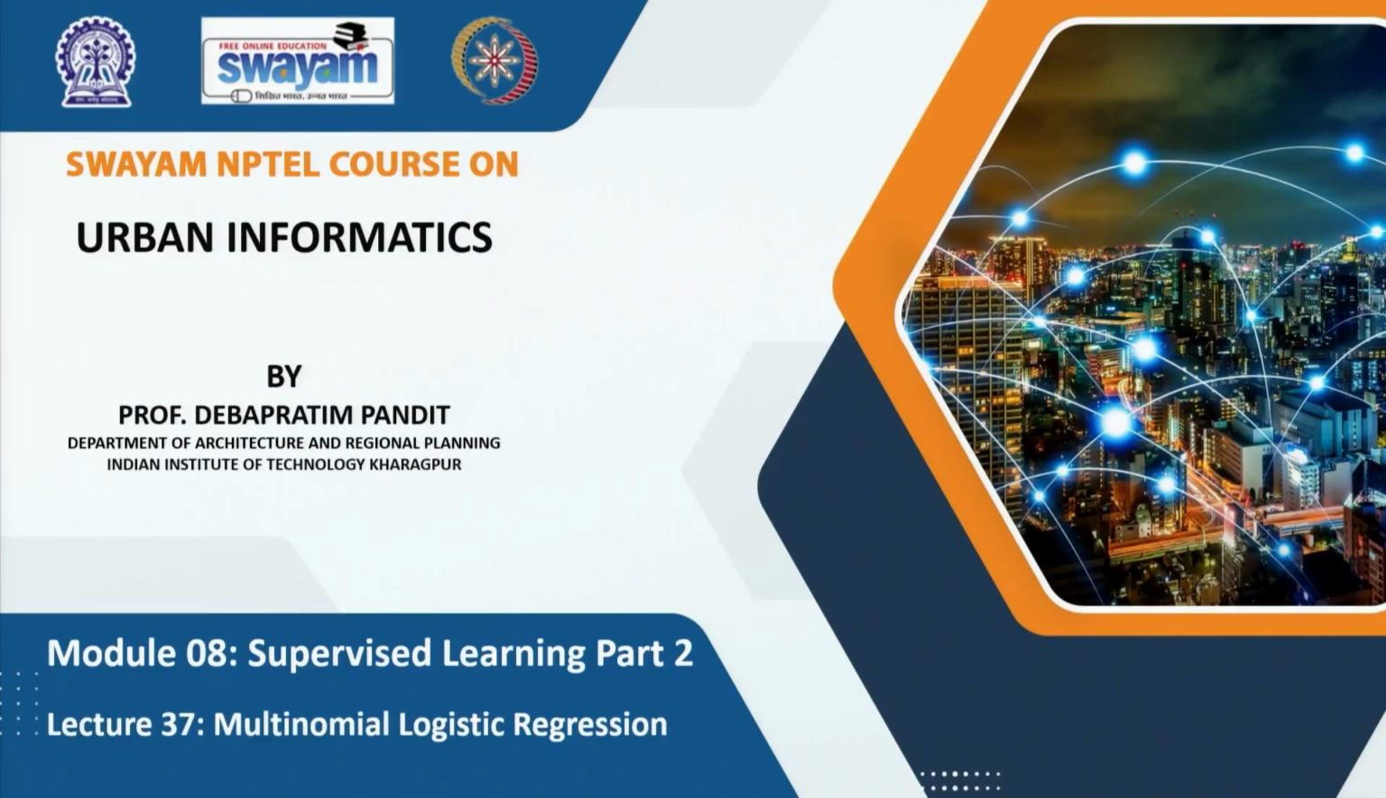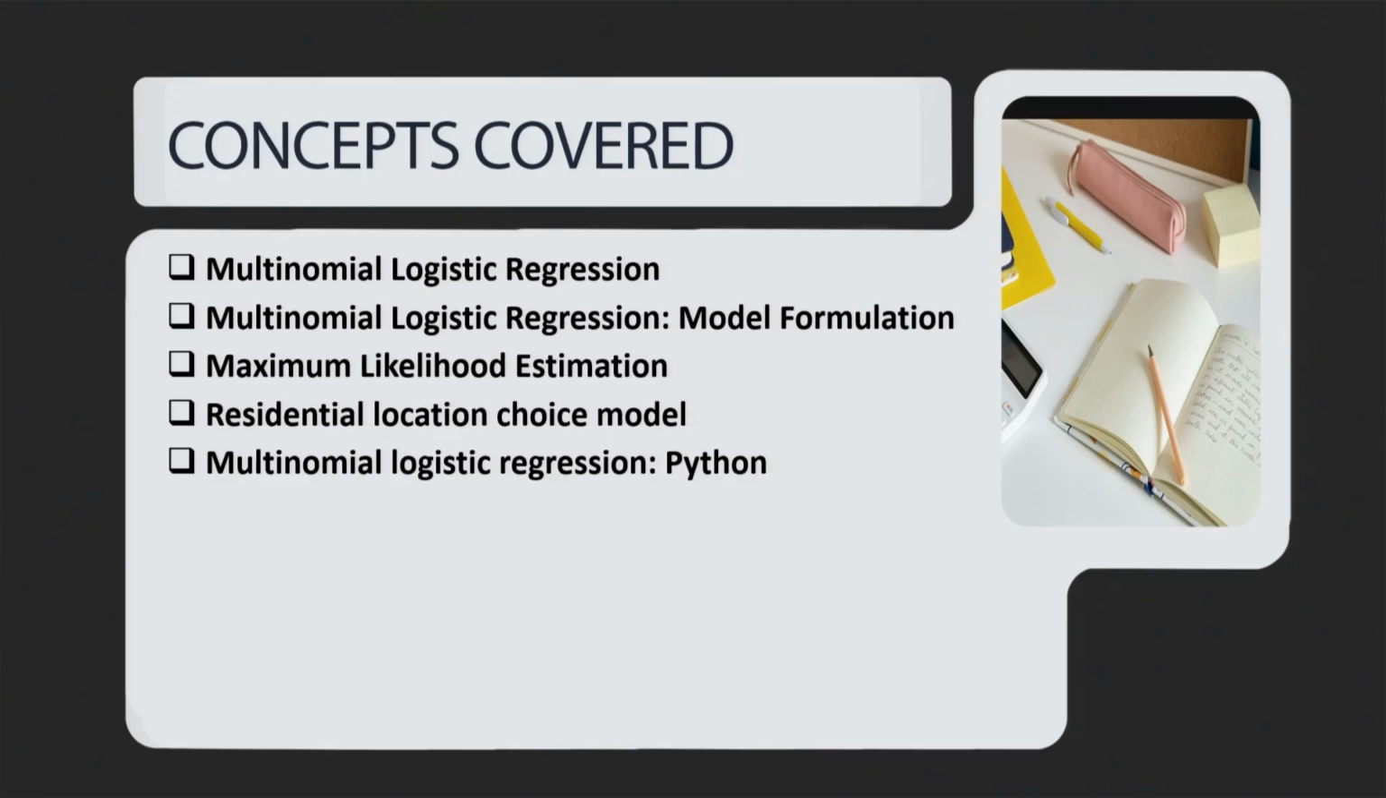Welcome back. In lecture 37, we will talk about multinomial logistic regression. The different concepts that we will cover will be on multinomial logistic regression in general. Then we will talk about the model formulation, and then again we will show you how to estimate the beta coefficients using the maximum likelihood estimation. Then we will introduce the residential location choice model, and then we will use Python to determine the coefficients of a multinomial logistic regression, in this case the residential location choice model.